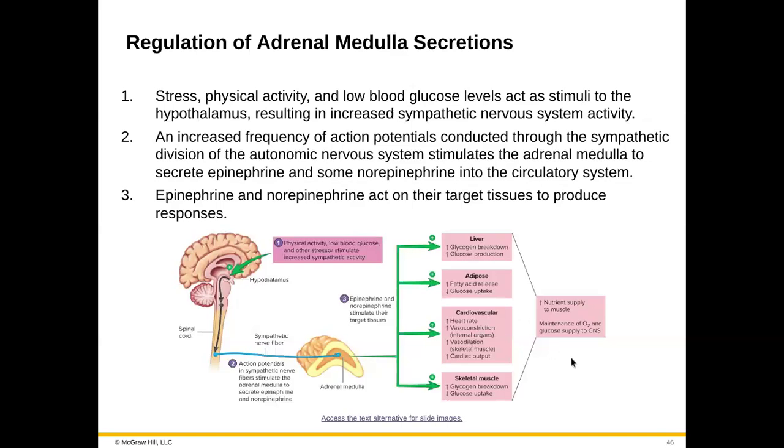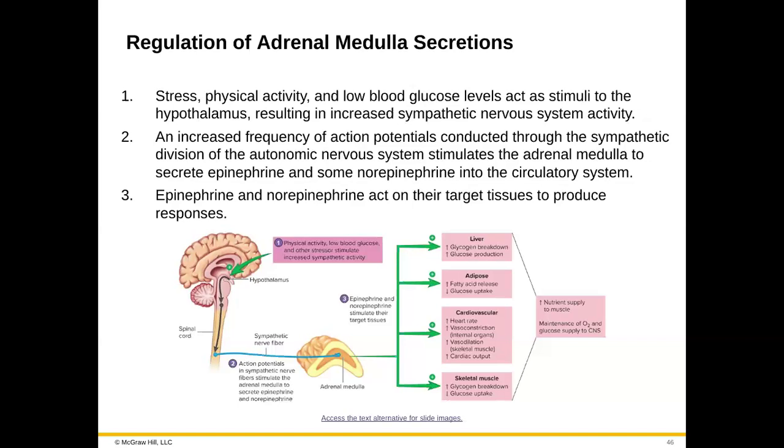In terms of the cardiovascular system, we're going to increase heart rate and increase vasoconstriction to the internal organs. In terms of skeletal muscle, we want to increase vasodilation. We want to be getting as much blood and nutrients to those muscles as possible. And we're going to increase cardiac output, which means we're either going to increase the heart rate or the stroke volume, the amount of blood that's being expelled from the heart with each contraction.